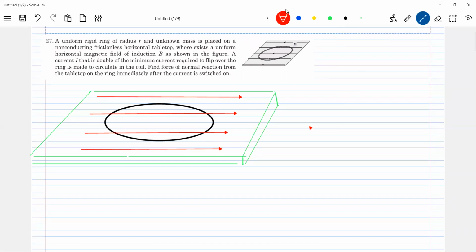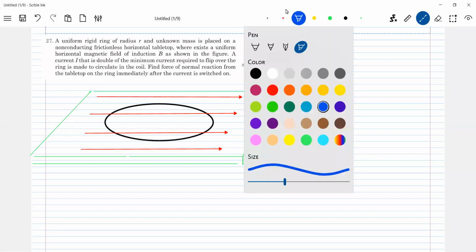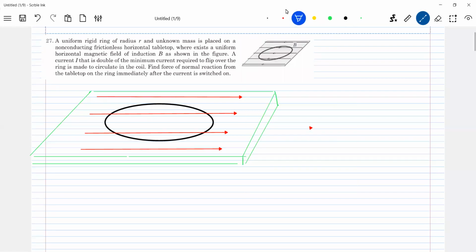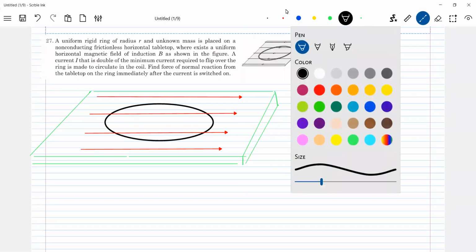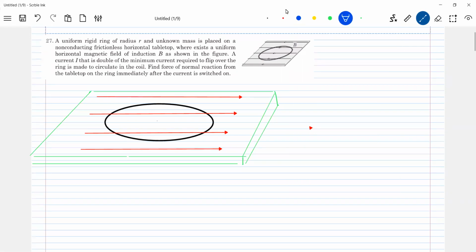Okay, let's get into this one. R is the radius, remaining all. Already we have discussed half of the problem. Now, what is it? Current to tip the ring. So let the ring tip about point P. Let me convert this three-dimensional diagram into a plane diagram.